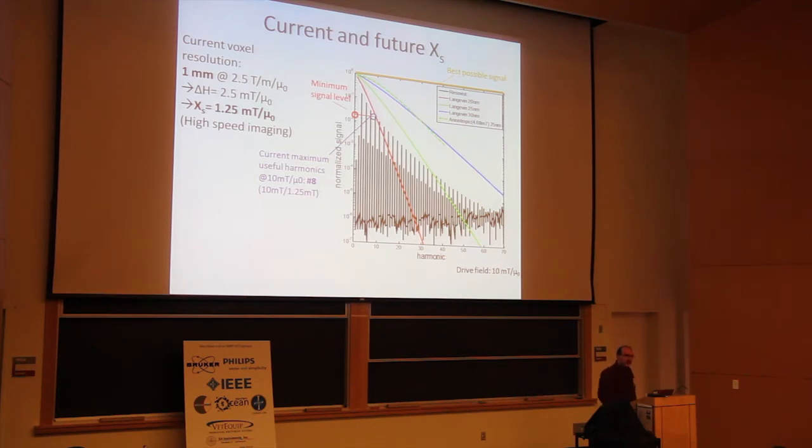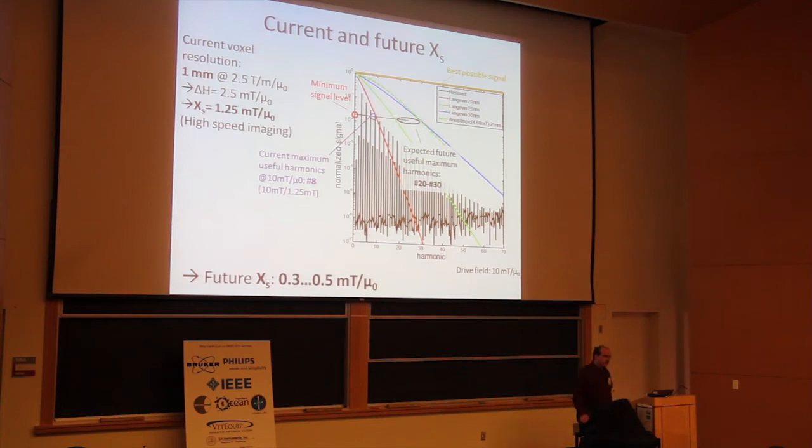In future, we can expect to have better tracer material, something that behaves like 25 to 30 nanometer LS-equivalent. So we would be here, somewhere between the 20th and 30th harmonics would be useful for imaging. This would mean that in future we can expect an XS of 0.3 to 0.5. All the next estimations will be done with an XS of 0.4.